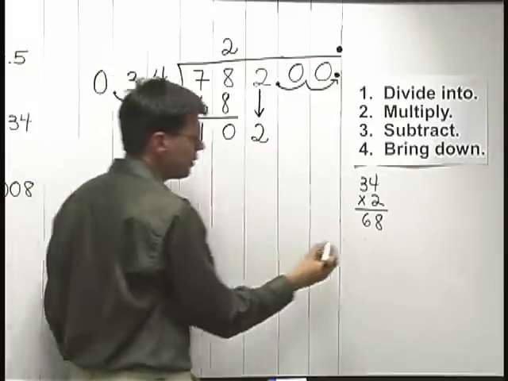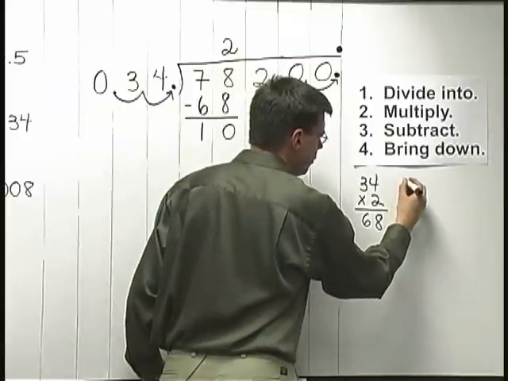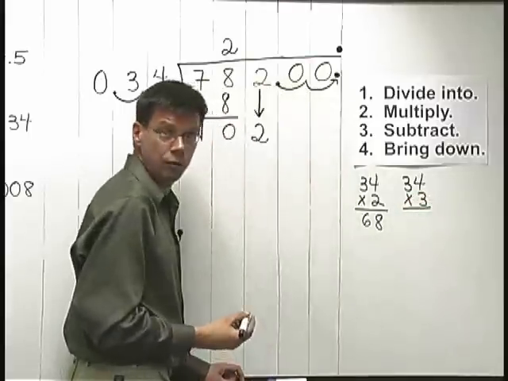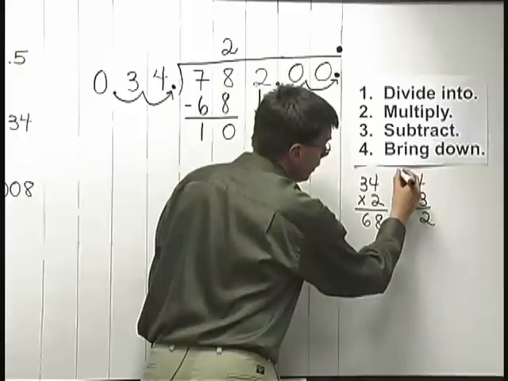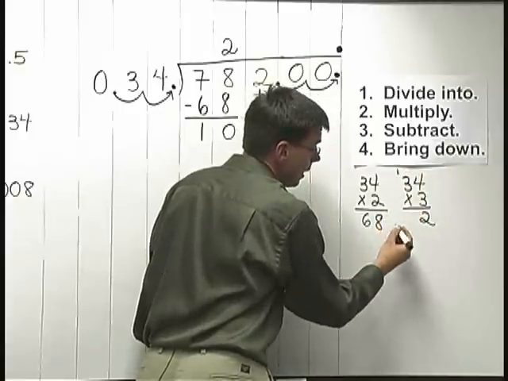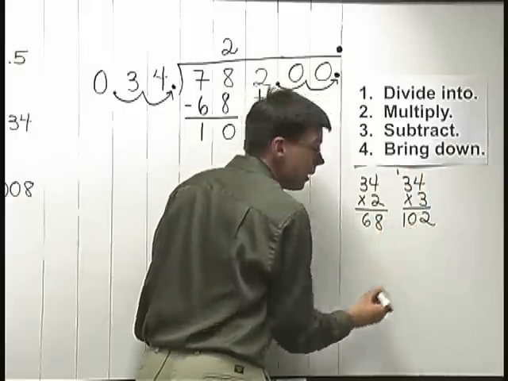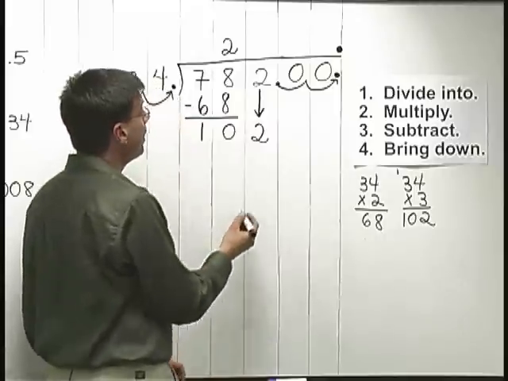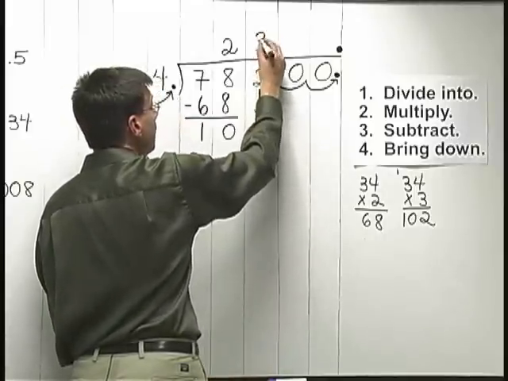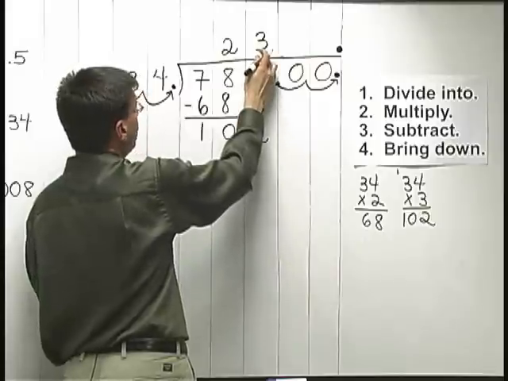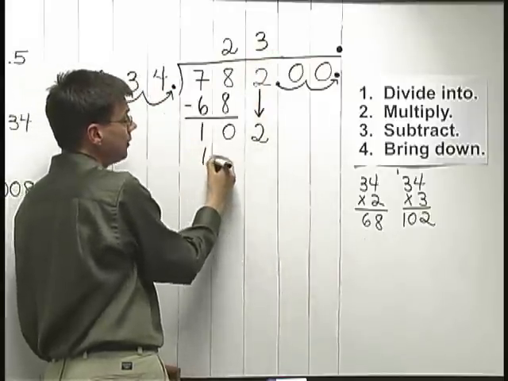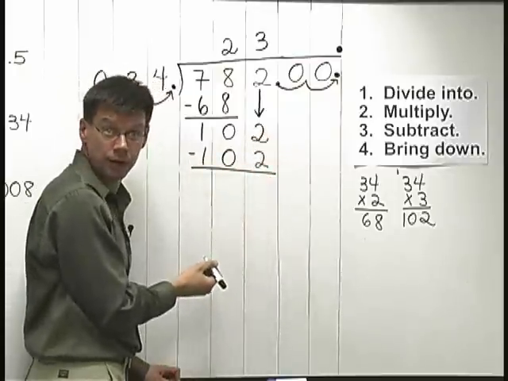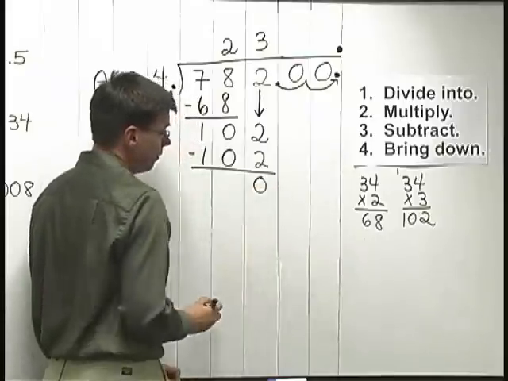Well, we know 2 times is smaller than 102. What about 34 times 3? 3 times 4 is 12. Write the 2, carry the 1. 3 times 3 is 9, plus 1 is 10. I get 102. 34 times 3 is 102 exactly. So I know I can write a 3 up above the 2 I just brought down. 3 times 34 is 102. And now I subtract. 102 minus 102 is going to be 0.